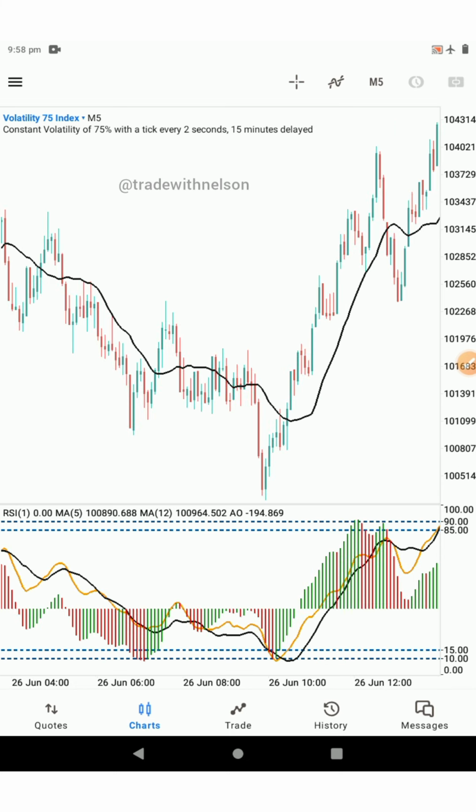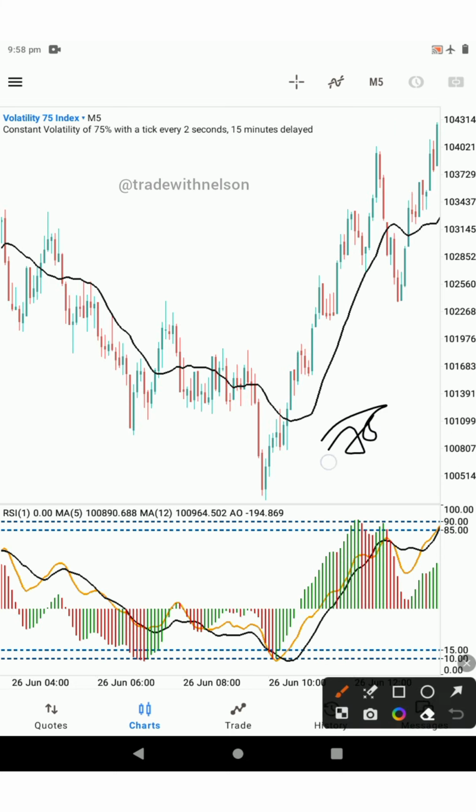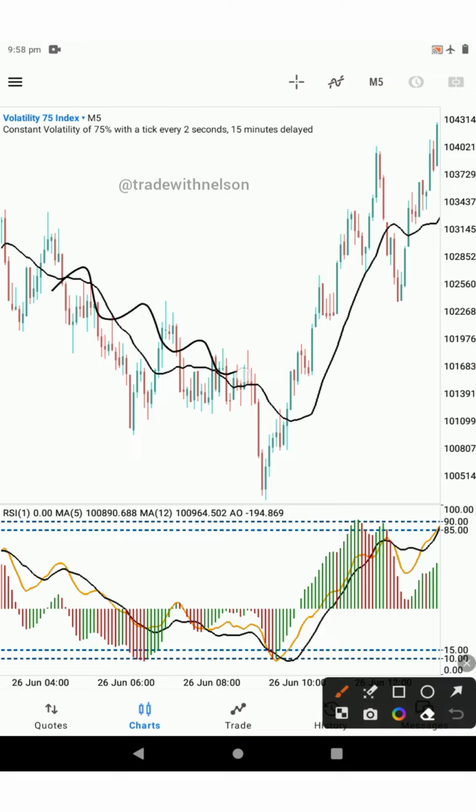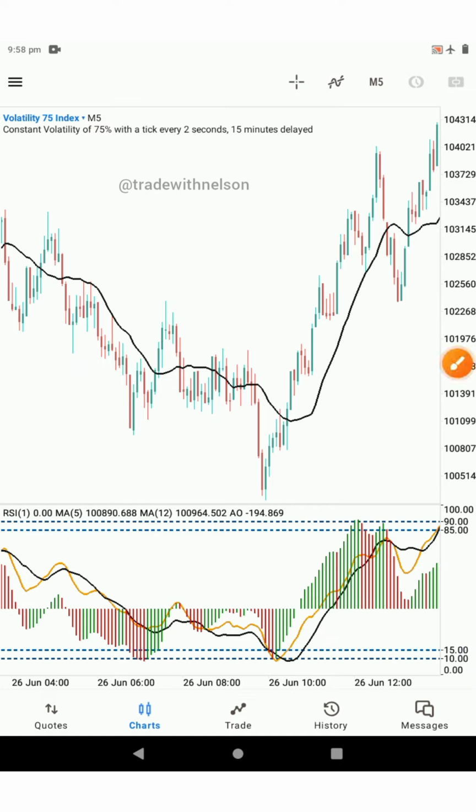So this is Volatility 75. Everything we are looking for is the same as the Volatility 25 examples that I've given. This is the 5 minutes time frame. So the first thing you want to see is the market dropping to the downside, pushing this moving average and the awesome oscillator into the 15 and 10 level.